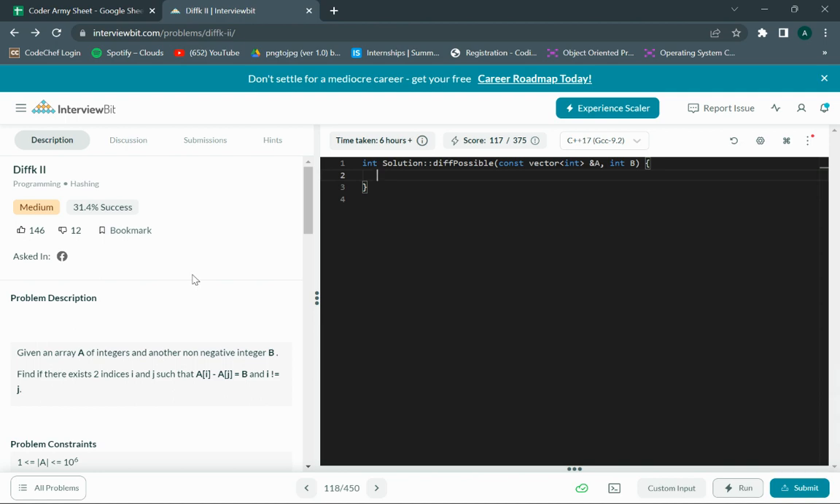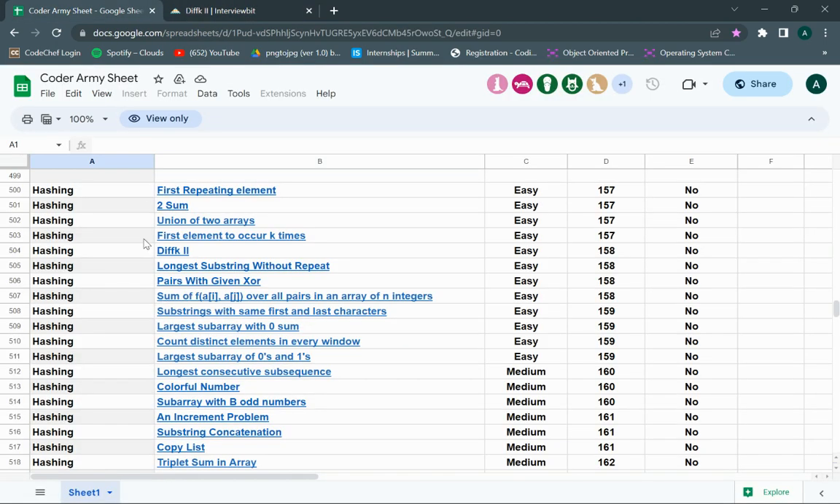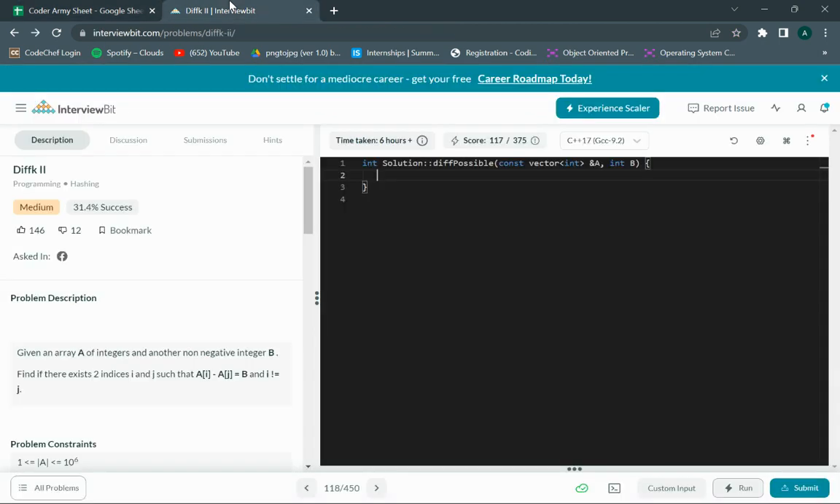So, as you know, we are solving the Coder Army sheet. Today we'll be solving the fifth question of the hashing problems. Okay, so the question is Diff K2. So let us first read the problem.